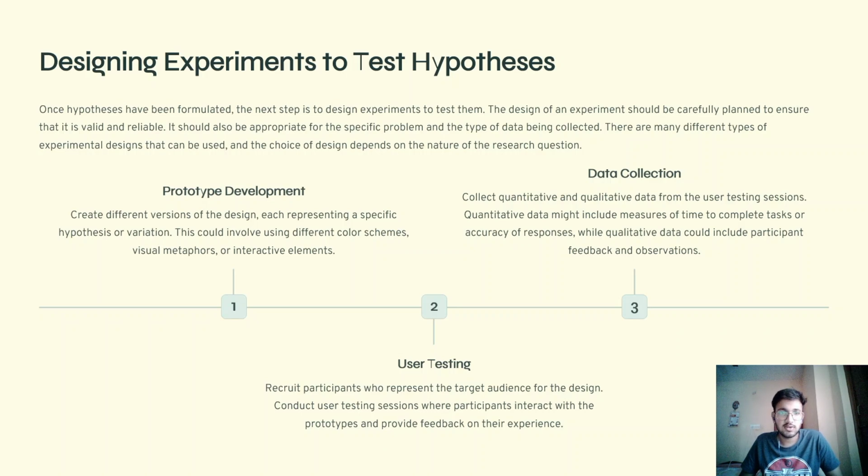There are many different types of data. The first one we have is prototype development, which is used for a specific hypothesis or variation. This could involve using different color schemes, metaphors, or elements. Next, we have user testing, where we have to see the target audience and conduct user tests where participants interact with the prototypes and provide feedback on the experience. Next, we have data collection: collect quantitative and qualitative data from the user, which will help us improve on the hypothesis which you are working on.